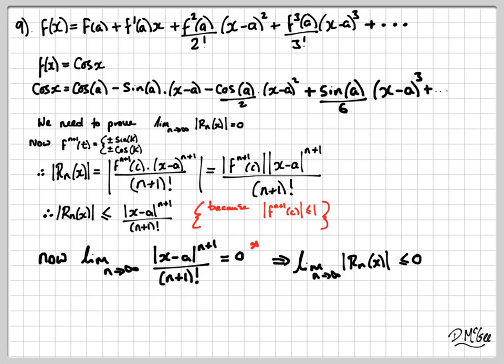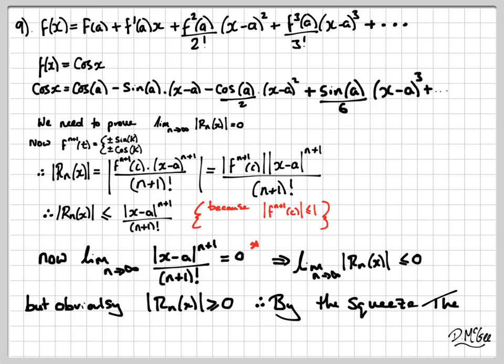What we're going to see is that the limit as n approaches infinity of the error term is going to be less than or equal to 0. I've put a little asterisk here because I'm going to discuss how we could prove that in a second. But obviously the error term, being a modulus of the function Rn x, will always be greater than or equal to 0, and so by the squeeze theorem we can now say that the error term is indeed 0 as n tends towards infinity, and that completes that proof.